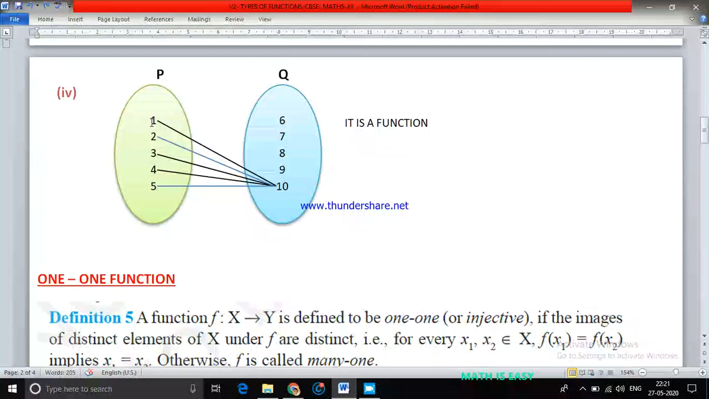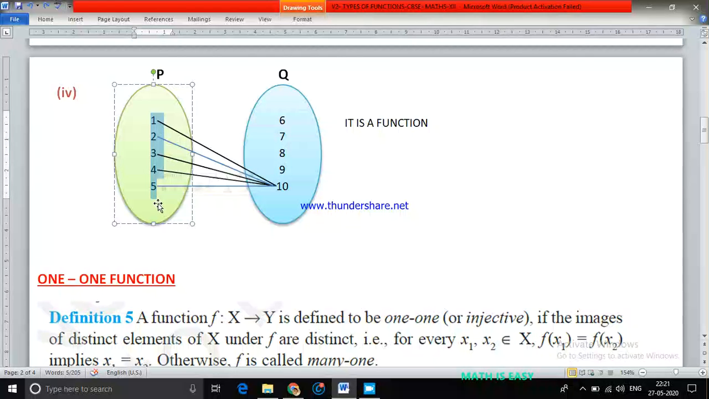Now you see every element has an image, right? 1 has, 2 has, 3 has, 4 has, and 5 also has an image. Does 1 have 2 different images? No. Does 2 have different images? No. Does 3 have more than one image? No. 4? No. 5? No. So it satisfies both the conditions.